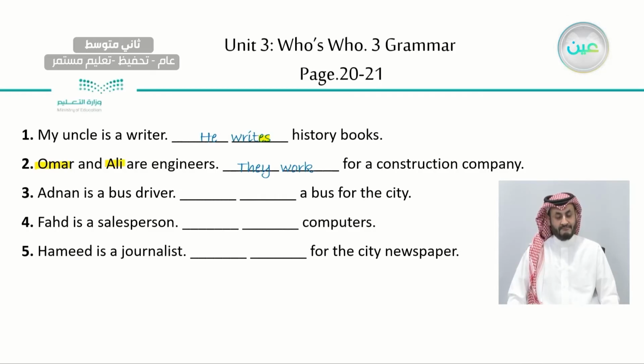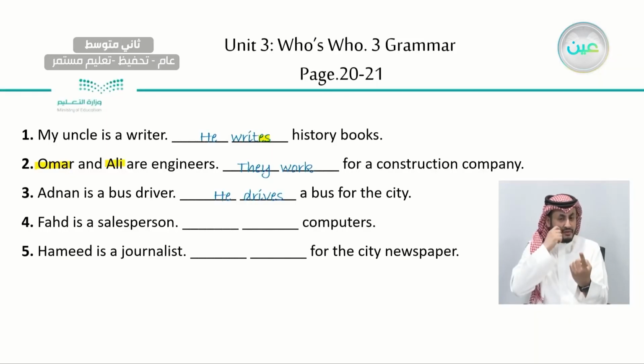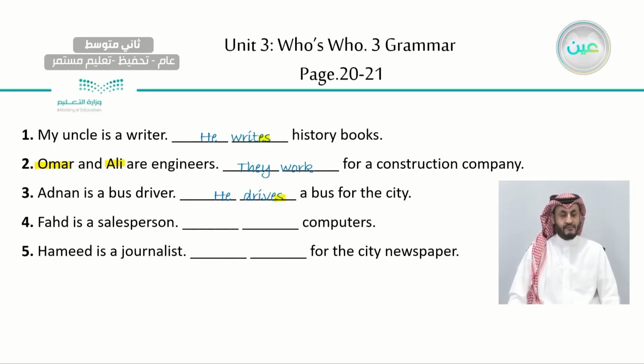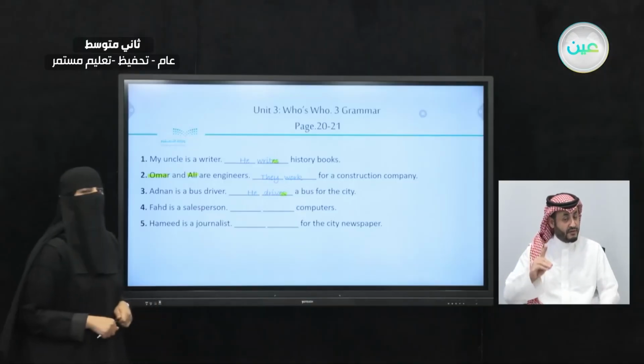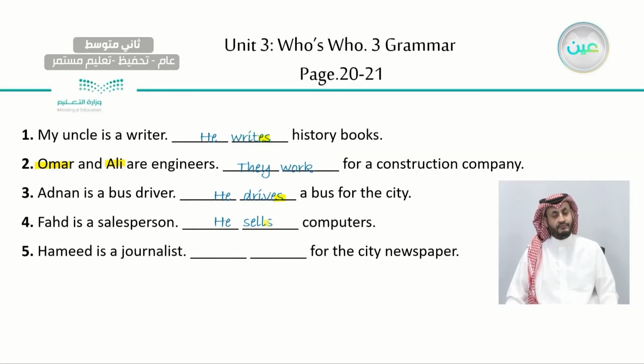Let's take a look at the next sentence. Adnan is a bus driver. Pronoun, verb, a bus for the city. What could be the answer? He drives a bus for the city. Did you see here the S? Because we have the pronoun he. Fahad is a salesperson. Pronoun, verb, computers. What could it be? He sells computers. Did you see the S? Because we have the pronoun he.